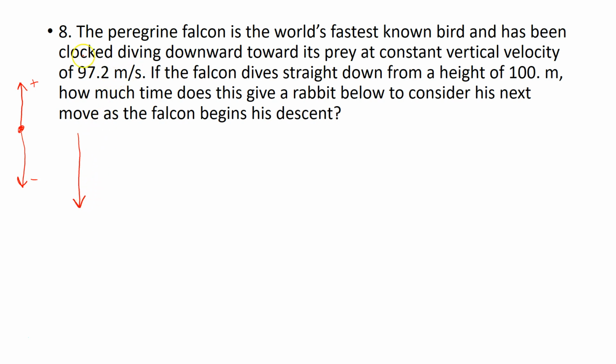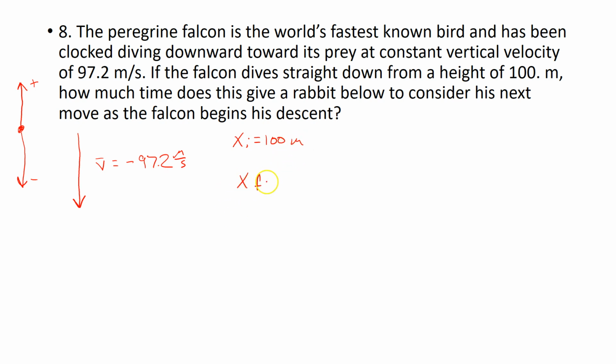Because this bird is moving down, and we've said that moving down is negative, we'll say that the velocity of the bird here is negative 97.2 meters per second. Since it is a vertical velocity, it can have a direction, and we're going to make the direction down negative. You could also have made this positive and made up negative, as long as you just stick with whatever you do. Next, it's traveling straight down, and we know that it's starting at a height of 100 meters. So our initial position here is 100 meters.